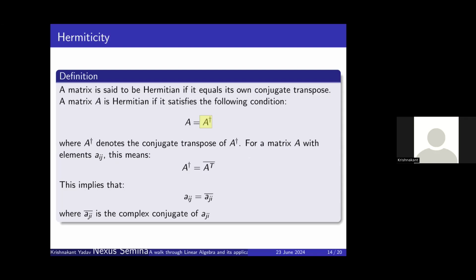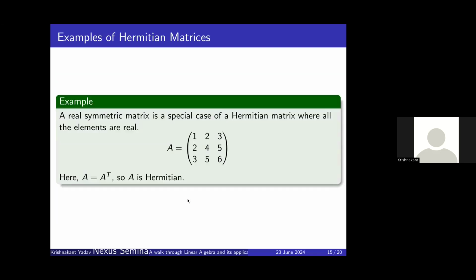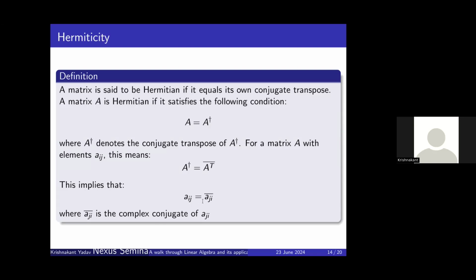This means that for any Hermitian matrix A, the element in the ith row and jth column is the complex conjugate of the element in the jth row and ith column. So we can directly get this equation. Sorry, there is a mistake. Here A_ij should equal the complex conjugate of A_ji. No, sorry, that's correct; the mistake is further down, where A_ji is the complex conjugate of A_ij.